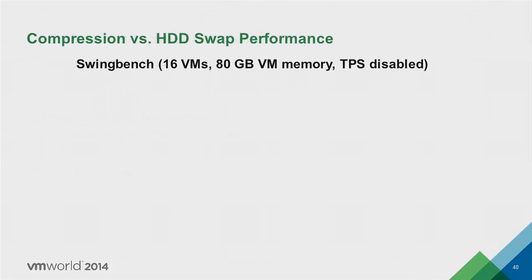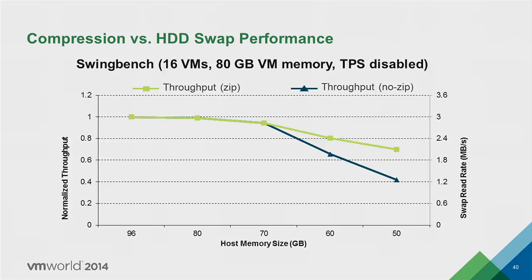Now let's see how much performance improvement we can get from memory compression and swap to SSD. This figure shows the memory compression results. In the experiments, I ran 16 SwingBench VMs with a total of 80 gigabytes of configured memory. This figure shows the normalized throughput of all the SwingBench VMs while I change the host memory size from 96 gigabytes to 50 gigabytes. As you can see, when memory compression is used, the performance can be improved by more than 50% with the highest memory overcommitment ratio.